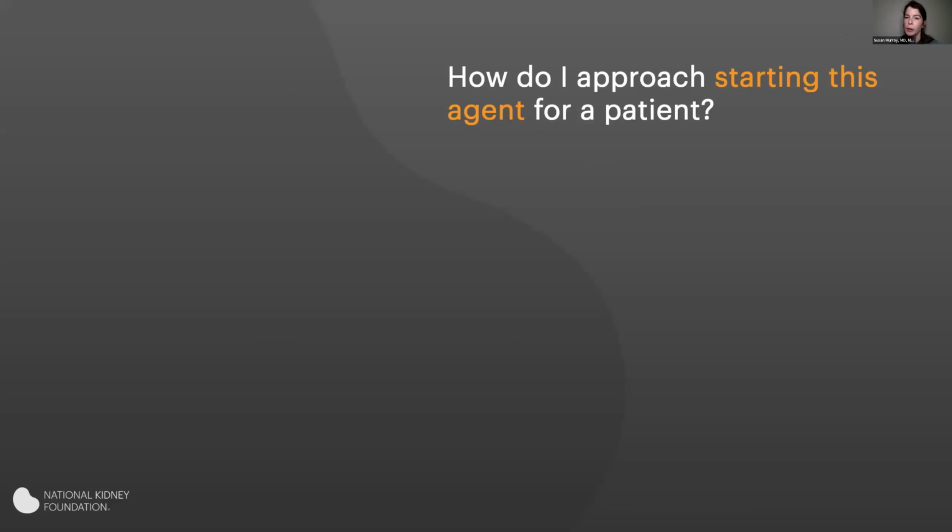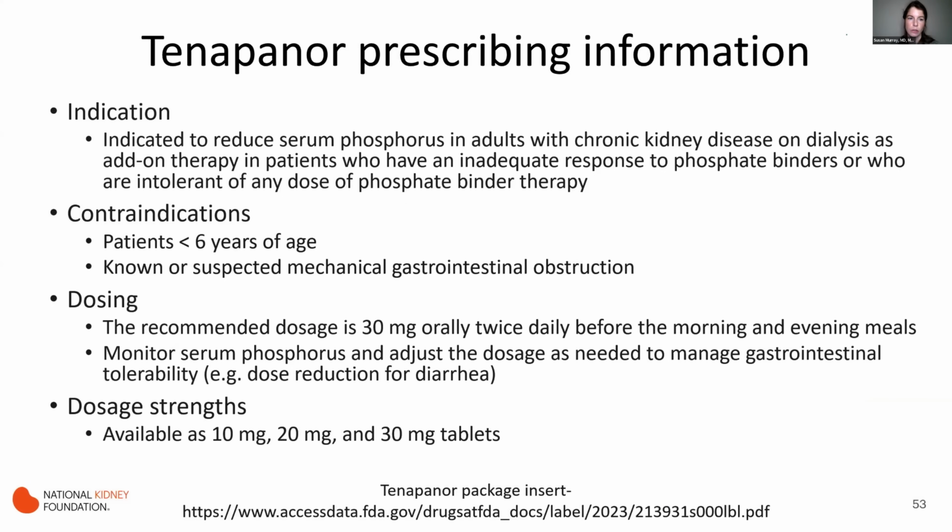So how do we go about approaching starting this agent for a patient? So remember, indications: it's indicated for those with elevated serum phosphorus in adults with chronic kidney disease on dialysis. It's contraindicated in those less than 6, and in those with known or suspected mechanical gastrointestinal obstruction. Dosage starts out at 30 milligrams orally. Available strengths are 10, 20, and 30 milligrams, but the recommendation is to start at 30 milligrams.